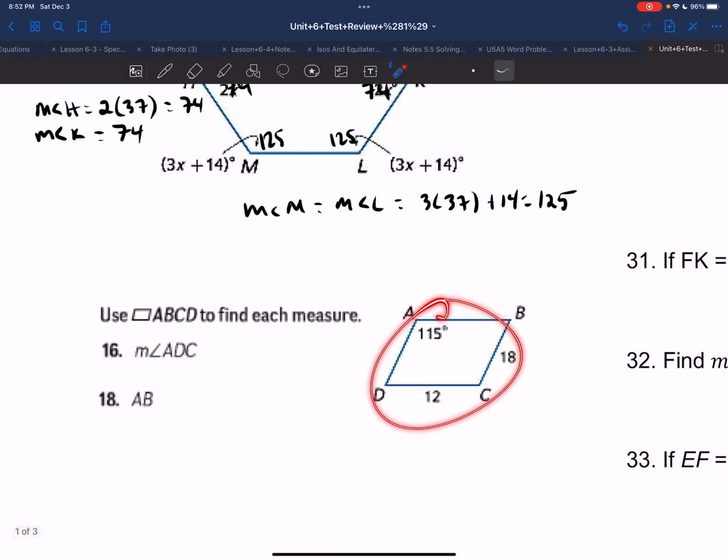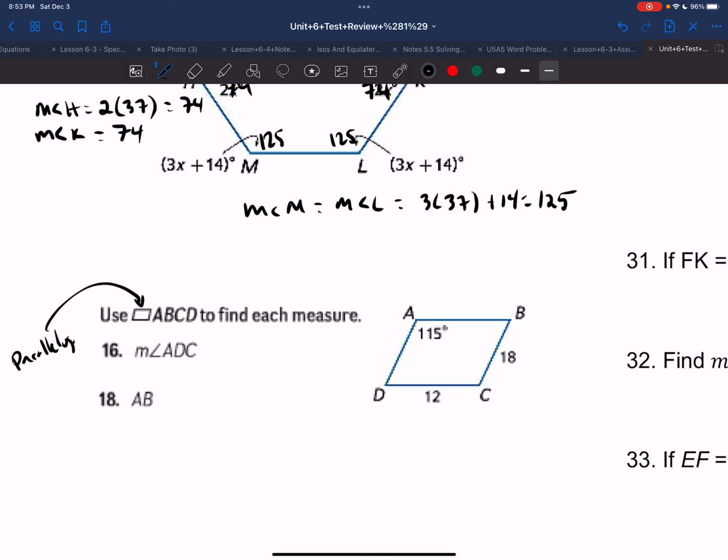Here I have this. It says use parallelogram ABCD to find each measure. This is a notation for parallelogram. So I'm going to go ahead and find the measure of angle ADC. I'm trying to figure out what this angle is here. I don't know what that angle is.